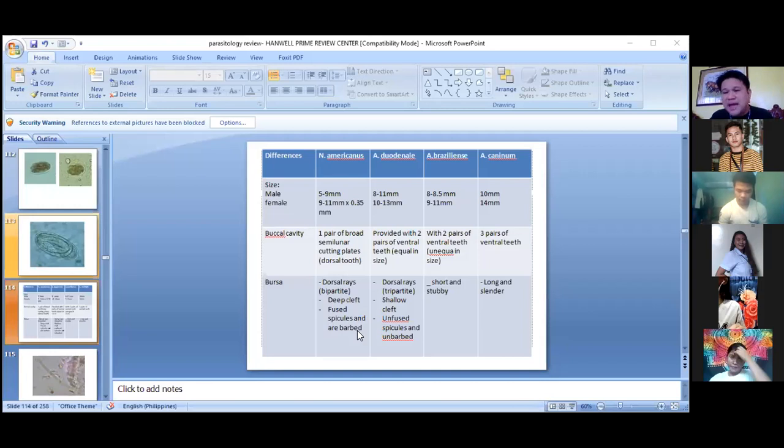So the normal one would be duodenale. Brasiliense would have a shorter and stubbier bursa. Caninum would have a longer and slender bursa. But remember, they are Ancylostoma species, in which case they exhibit tripartite dorsal rays. They have a shallow cleft, and of course, they would have unfused or unbarbed spicules.